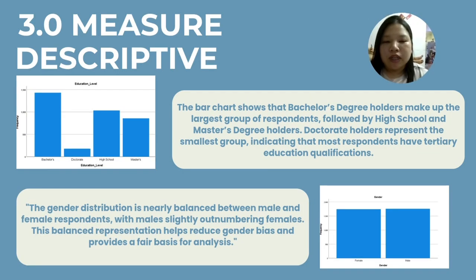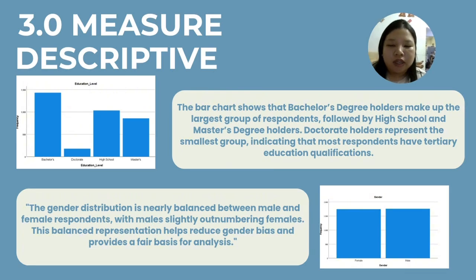The third one is education level. The bar chart showed that bachelor degree holders make up the largest group of respondents, followed by high school and master degree holders. Doctorate holders represent the smallest group, indicating that most respondents have tertiary education qualifications.